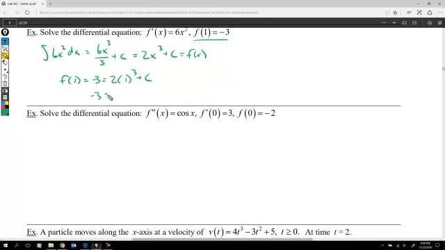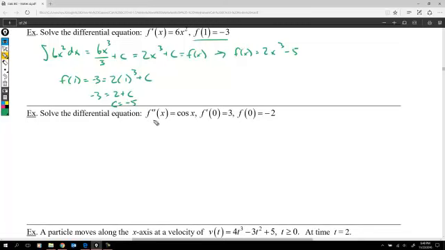So I know that negative 3 equals 2 plus c. So that means that c is negative 5. And so my original equation is 2x cubed minus 5, because I found that c was negative 5. All right, easy enough. Next one, now they give us the second derivative.